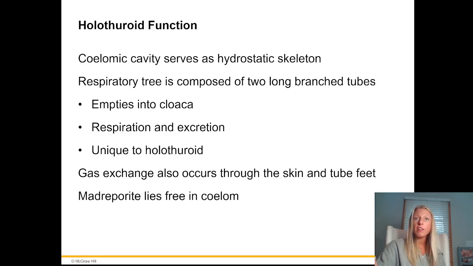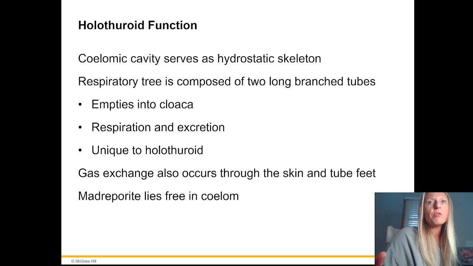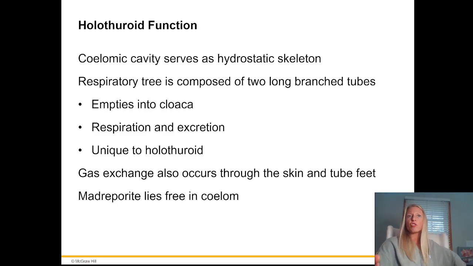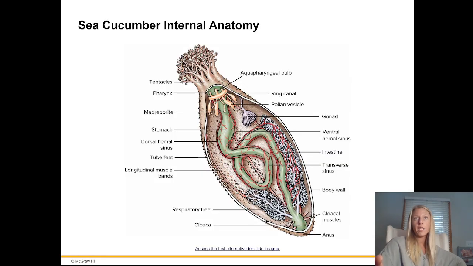Their coelomic cavity, so their coelom, serves as a hydrostatic skeleton, and they have a respiratory tree composed of branched tubes that assists with respiration and excretion. And they have gas exchange through both the skin and their tube feet. This is the anatomy of a sea cucumber. So we've got our tentacles up here, our ring canal, our madreporite, our stomach. These are little tube feet on the outside.